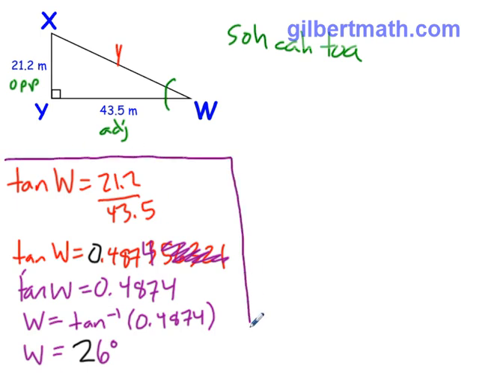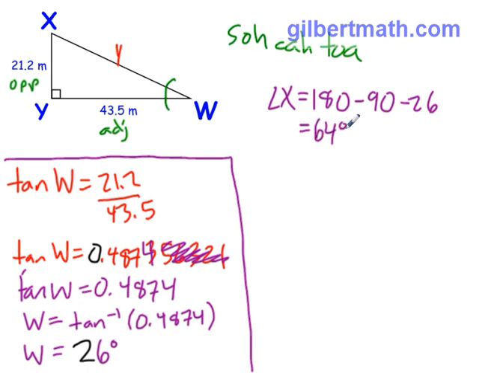All right, so there's angle W. To find angle X, well, that's easy, right? We know the angles all add up to 180, so it's 180 minus 90, and then we subtract 26 degrees. 180 minus 90 is 90. 90 minus 20 is 70. Take off another 6, and I believe it is 64 degrees.